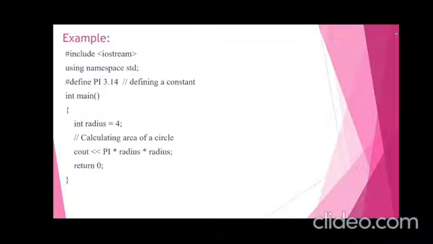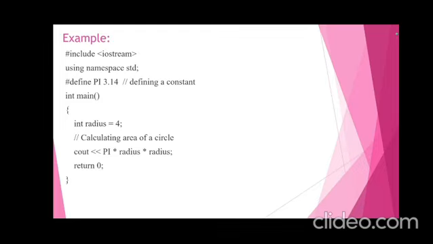And consider this example. Now, in this example, the line #include <iostream> is used to include the input output library, which allows us to use functions like cout. The statement using namespace std enables us to use standard functions without writing the std scope resolution operator repeatedly.